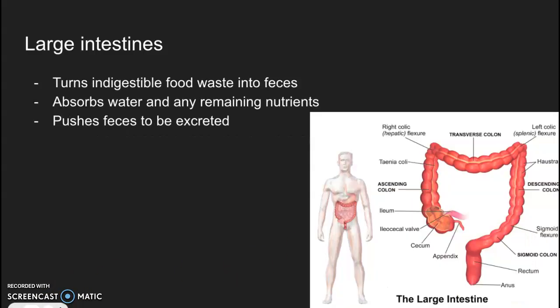Next is the large intestines. The large intestines turn indigestible food into waste, also known as feces. It absorbs water and any remaining nutrients, if any, but most importantly, it pushes feces to be excreted. So this area is where your feces is made.